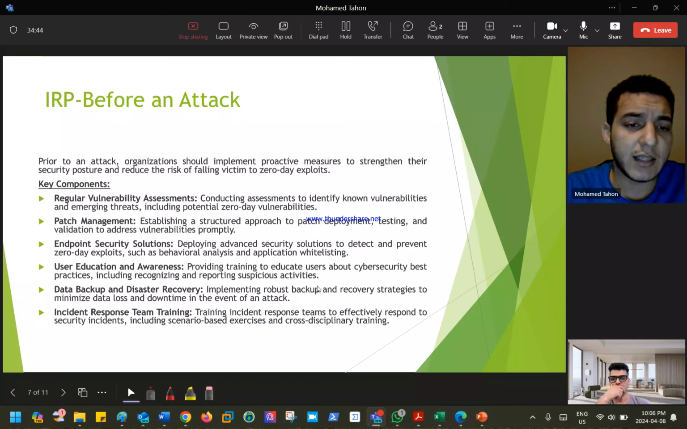The last one in this slide, incident response team training. Training incident response teams is essential for effective response. This training should include scenario-based exercises and cross-disciplinary training to ensure response teams are well prepared to handle various types of security incidents, including zero-day exploits.